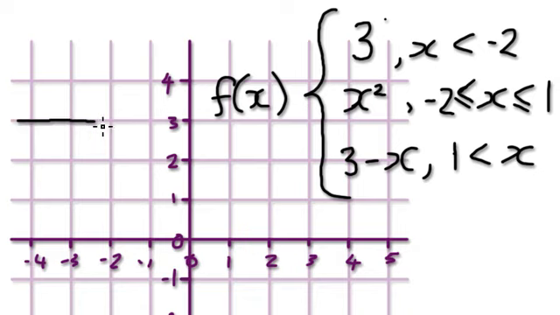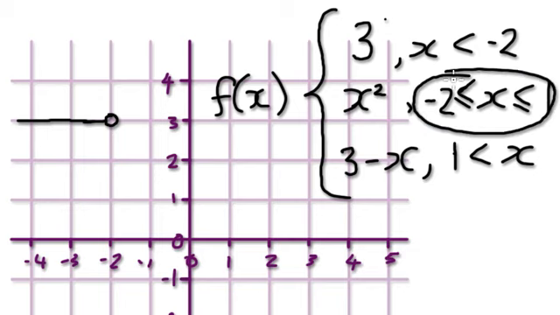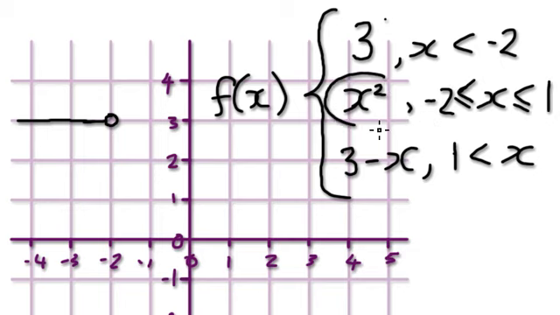So your graph will look something like this. 3 is here. And remember, it's strictly less than -2, so it has to be an empty circle here. Okay, so that would look like this. And for this region here, in this domain here, it will follow this rule here, y equals x squared. Well, y equals x squared is like this. 0 here, 1 is 1.